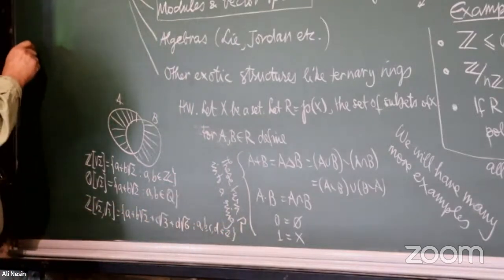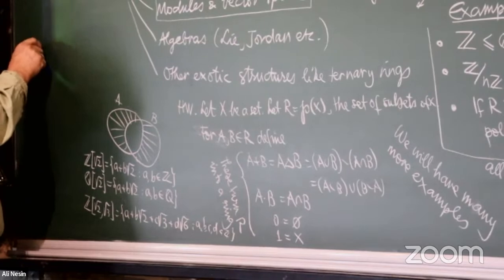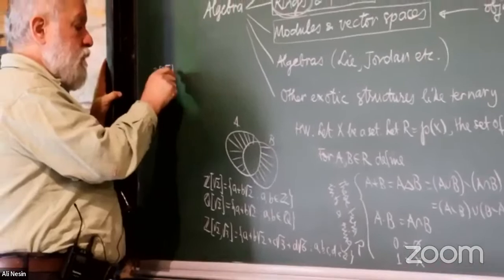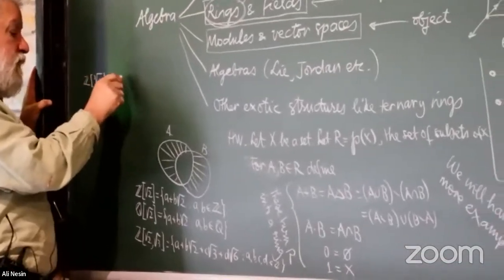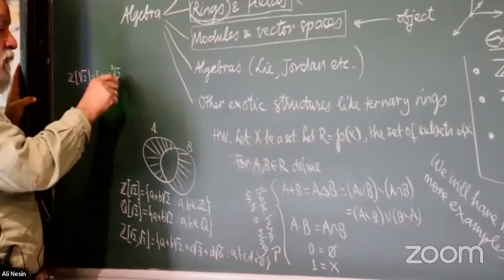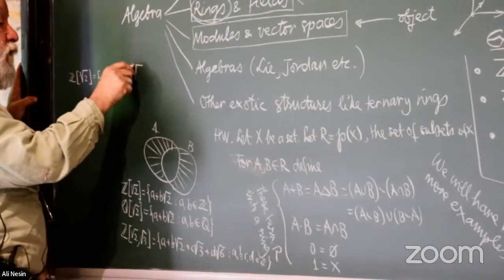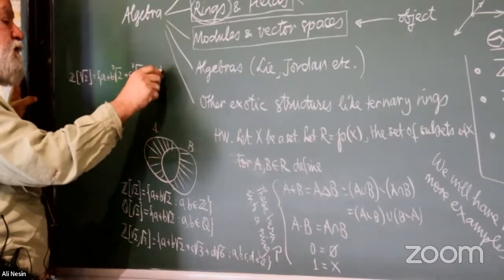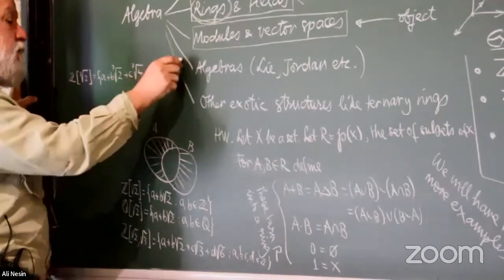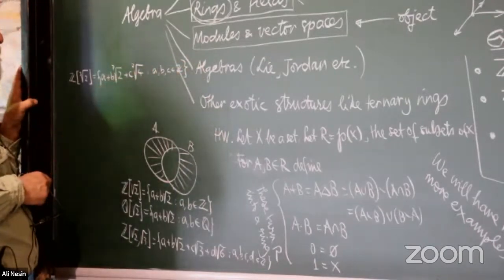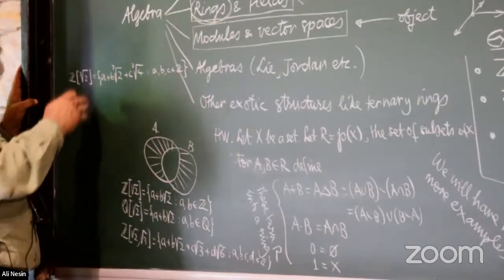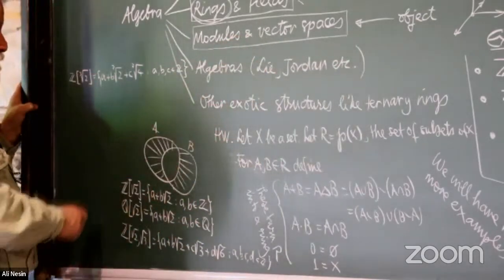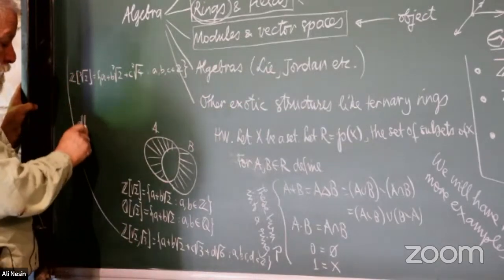Other examples, you can take Z and then the cubic root of 2. a plus b cubic root of 2 plus c cubic root of 4. You don't need 8, of course. But a, b, c are in Z. These are also rings under addition and multiplication. These are all commutative rings. I have only given examples of commutative rings.